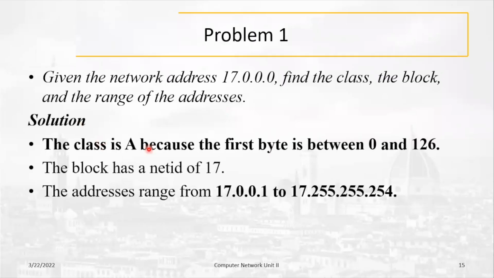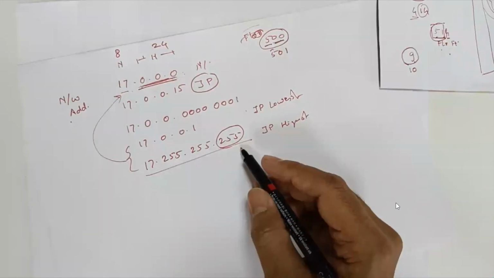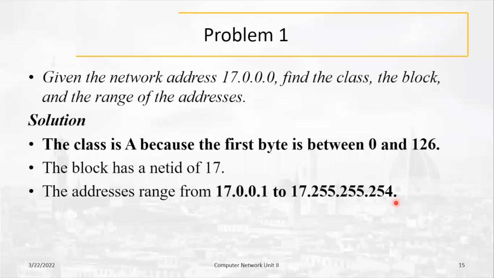So the class of this is A, because it lies between this range. The block of this network ID is 17. And the IP address range is from 1 to 254. As I have told you, you cannot have 255 here. I'll tell you the reason a bit later. Or let me tell you the reason straight away. Do you know the concept of broadcast? What do you mean by broadcast?